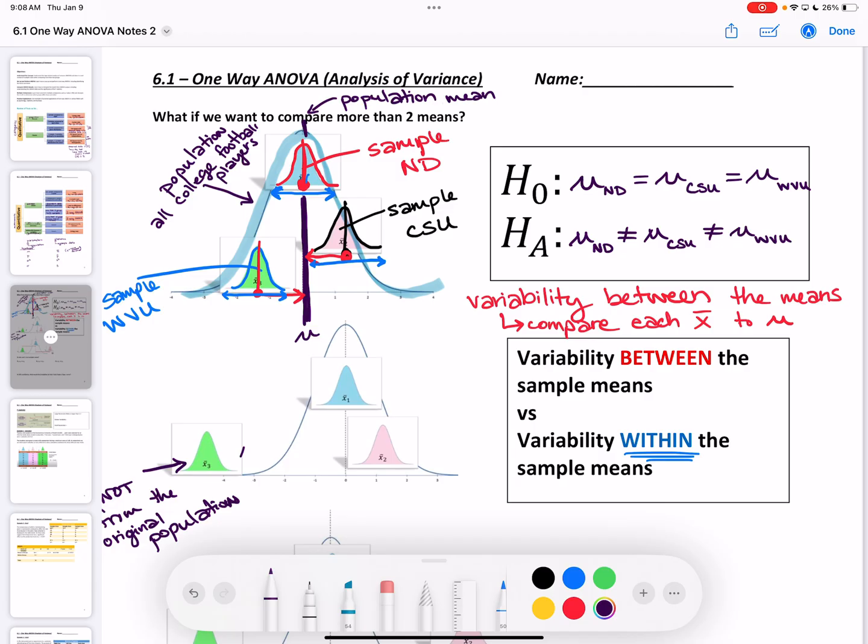Or how spread out is that data compared to the other 2 or 3 sets of data, okay? So it's called analysis of variance because we're looking at how they differ from one another, okay? But ANOVA is a test of means. Some people wonder why they named it that, but do you understand why they named it that? Okay, because you're comparing the means to each other compared to that population mean, and then you're also comparing how spread out are they compared to one another, okay?